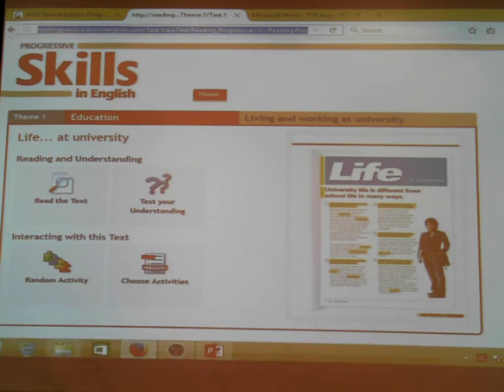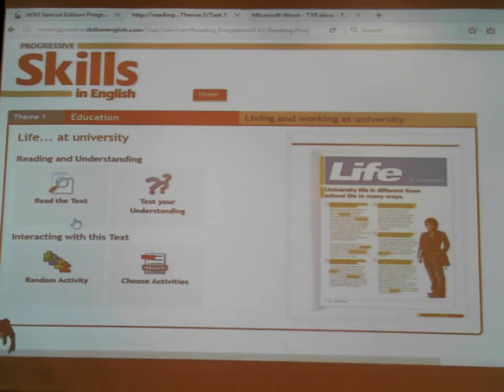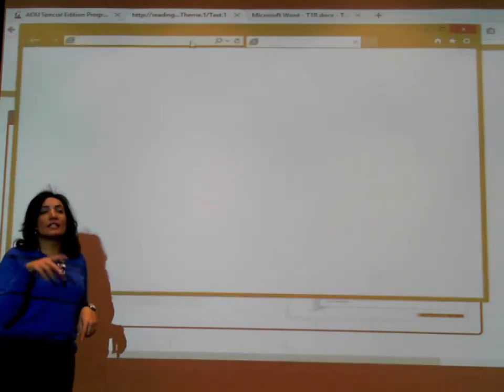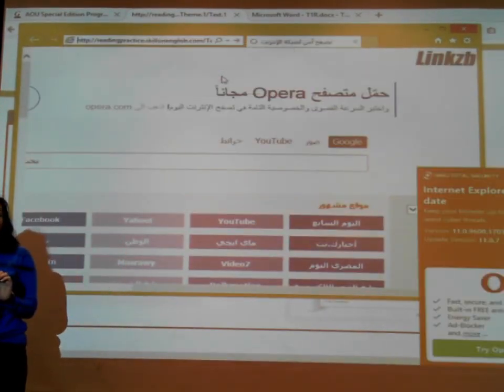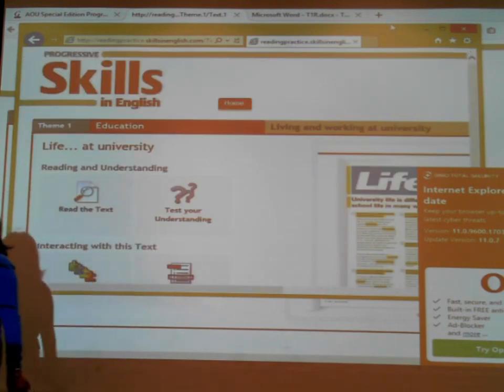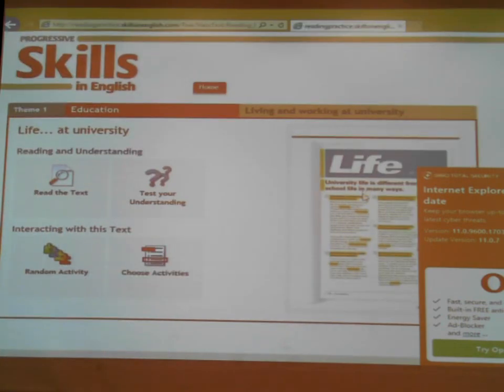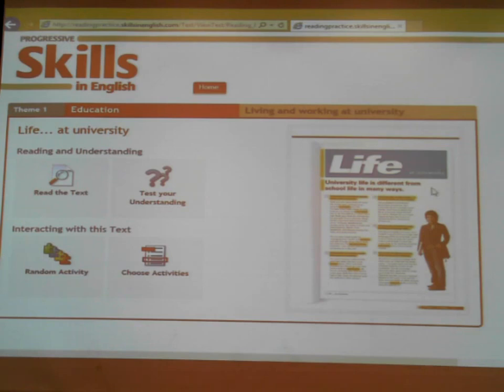We're trying another browser because this browser does not have the flash player in order to have the listening tracks or any of the activities chosen from the skills in English online, having them working, and I want to share that with you. Is it working now?